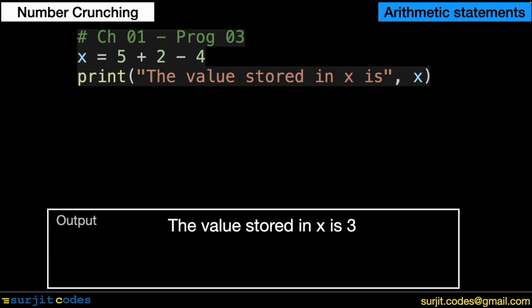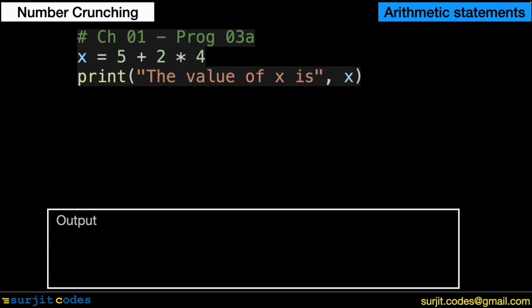This time I have not shown the memory of the computer, and I expect you to figure it out in your memory. Star is the operator that we use for multiplication. Priority rules of Python say that multiplication has preference over addition and subtraction. In this program, we first multiply 2 with 4 to get 8, which we add to 5, so output value of x in this program is 13.